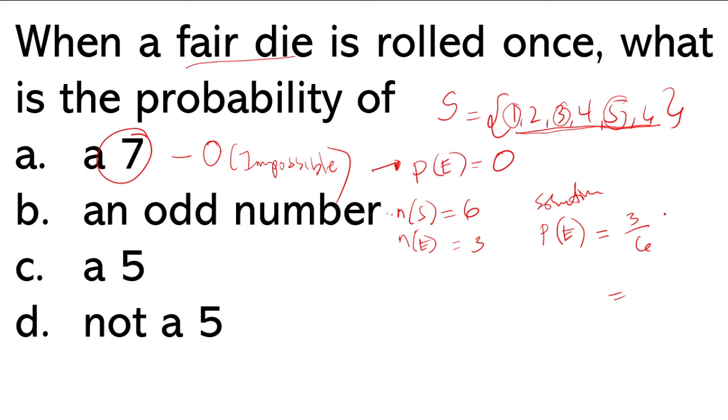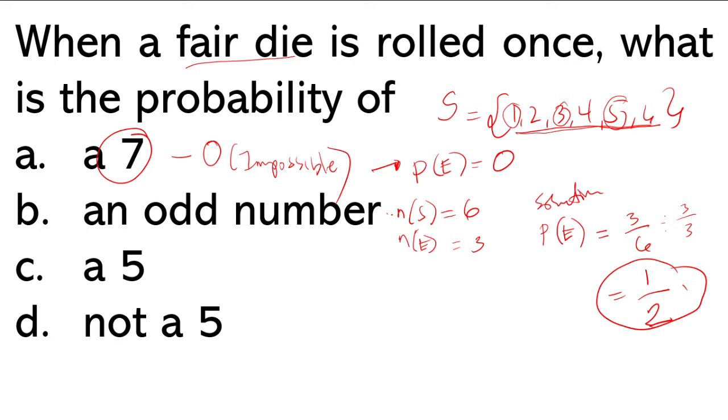Okay. So, divide both sides by 3. 3 divided by 3 is 1. 6 divided by 3 is 2. So, we have 1/2. Okay? 50%. Okay, yun ang ibig sabihin nun. 50% ang chance nating makakuha ng odd number.